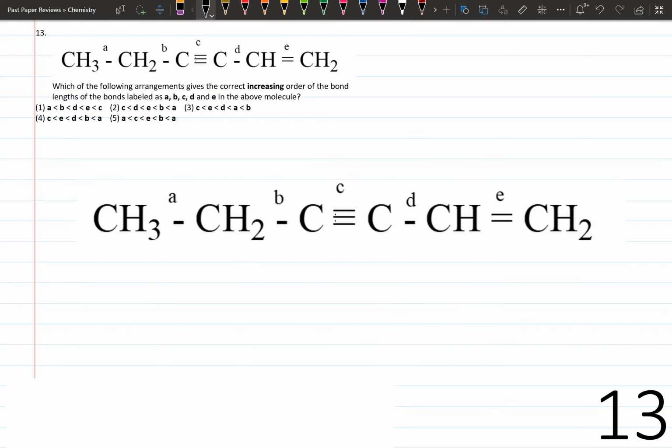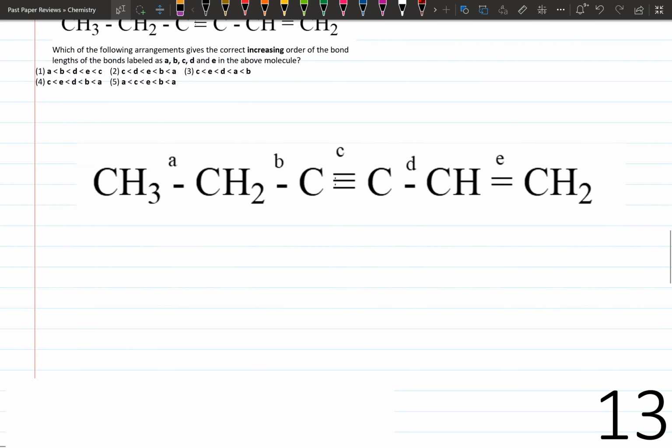13th question. Which of the following arrangement gives the correct increasing order of the bond lengths of the bonds labeled as A, B, C, D, and E in the above molecule? Bond lengths are determined by the type of sigma bond formed. First, we'll look at the hybridization of the carbon atoms as the hybrid orbitals are involved in the formation of the sigma bonds.